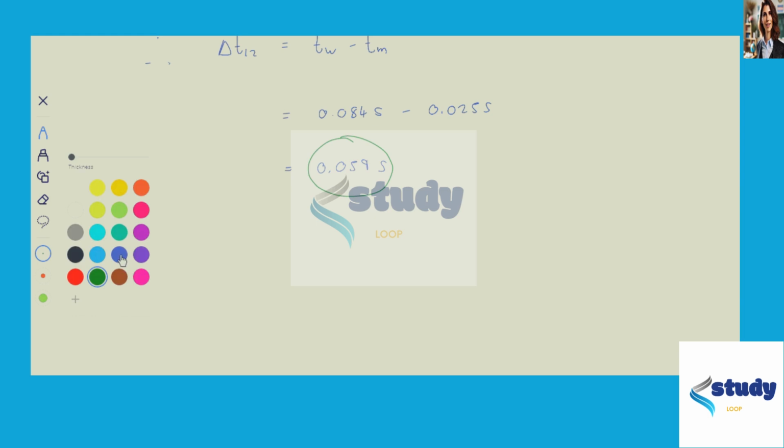Now we need to calculate the delay between the wave in air and the wave in metal. So delta T 13 is equal to the time that the wave takes to come through air minus the time through metal, which is 0.364 seconds minus 0.025 seconds. And so calculating, we get this time delay to be 0.339 seconds.